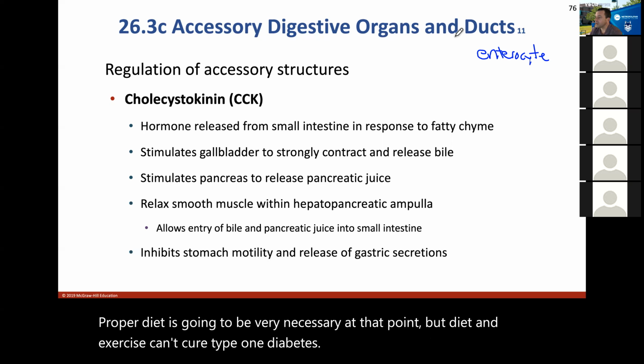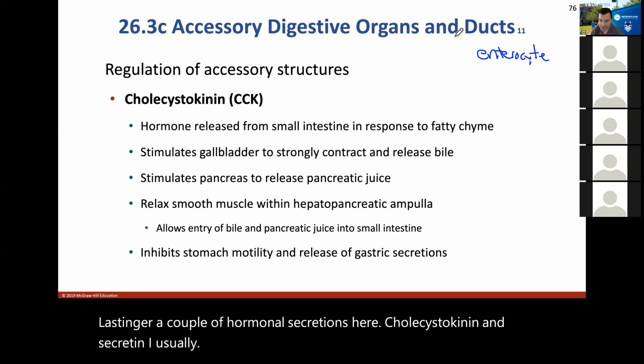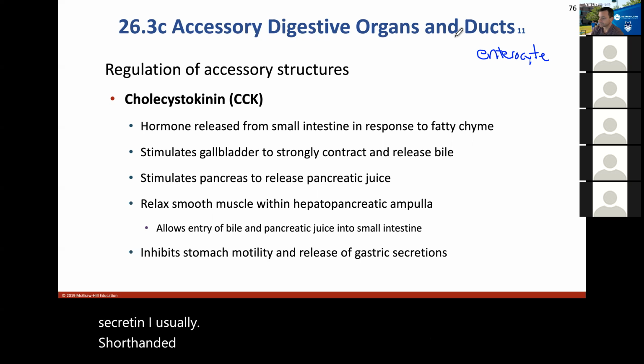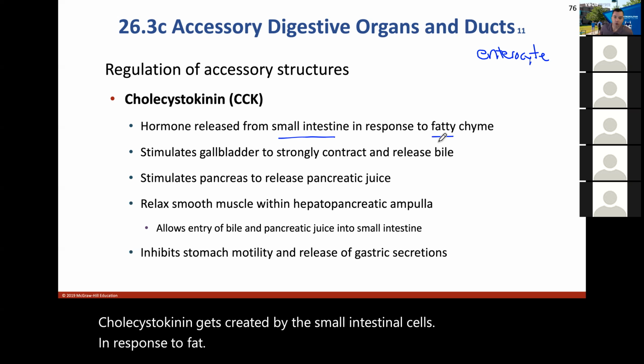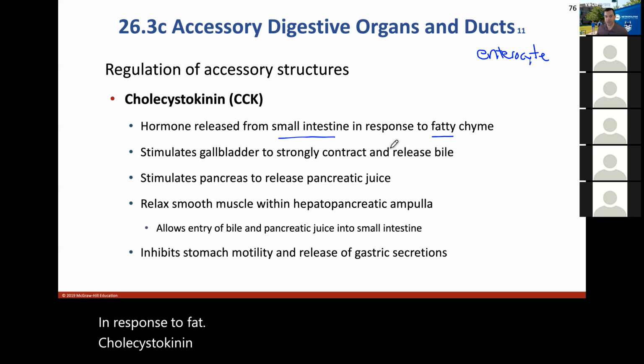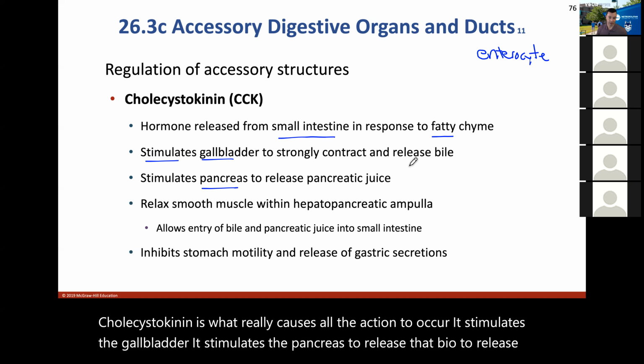Last thing are a couple of hormonal secretions here, cholecystokinin and secretin. I usually shorthand it CCK. Cholecystokinin gets secreted by the small intestinal cells in response to fat. Cholecystokinin is what really causes all the action to occur. It stimulates the gallbladder, it stimulates the pancreas to release that bile, to release the digestive juices, the pancreatic juice.